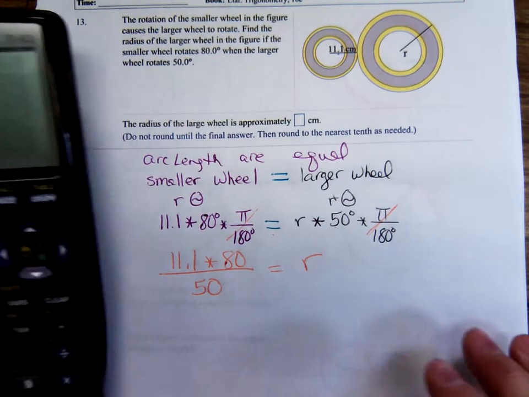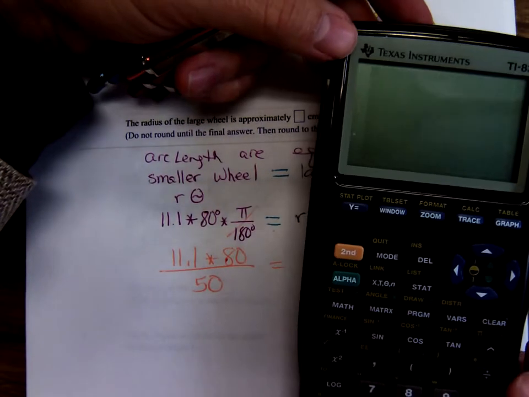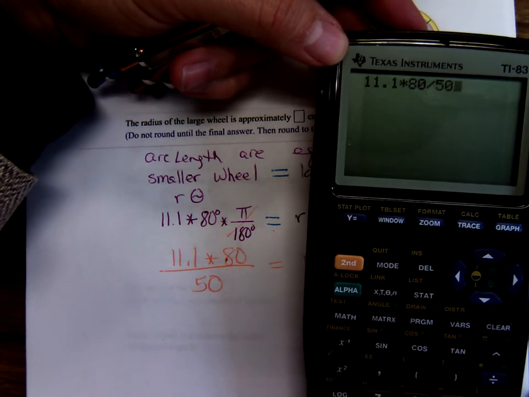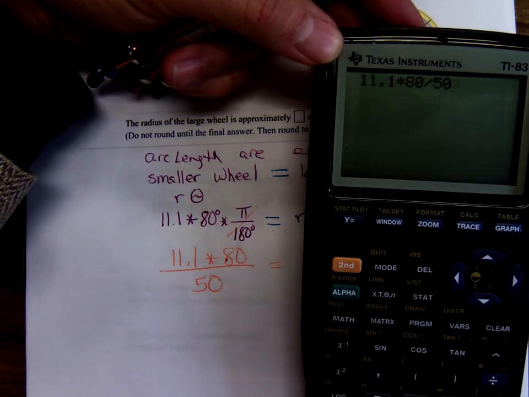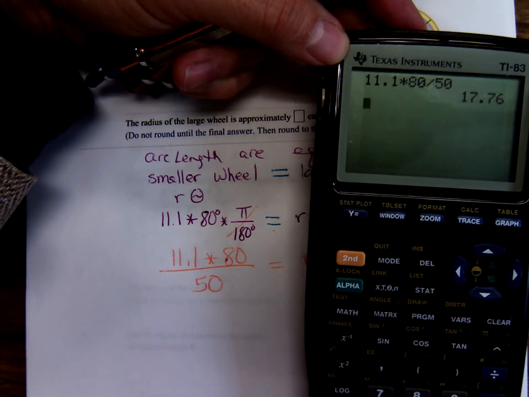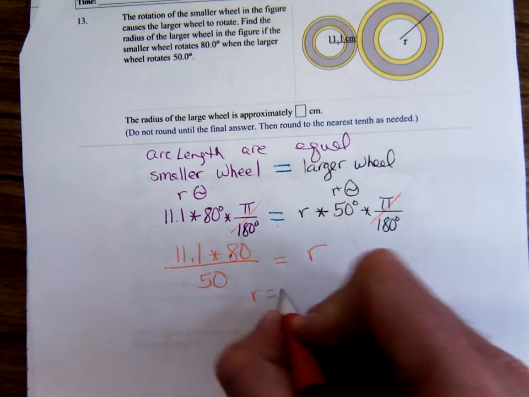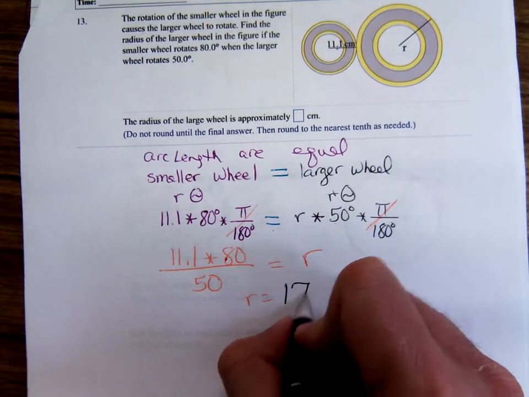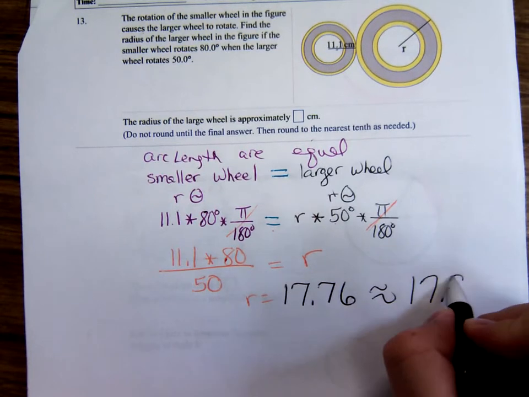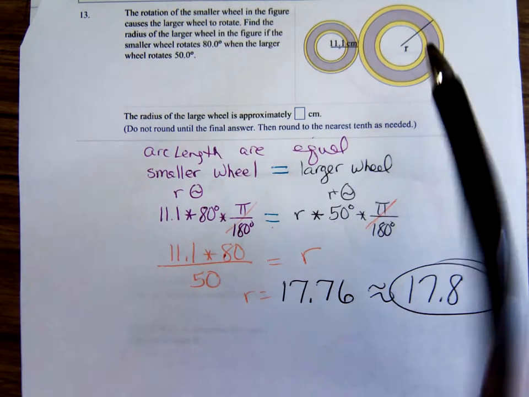So, let me see. 11.1 times 80 divided by 50 equals 17.76. Let me do it in a color you can see. 17.76. We're told to round to the nearest tenth, so what would that be? 17.8. So the radius of this larger wheel is 17.8.